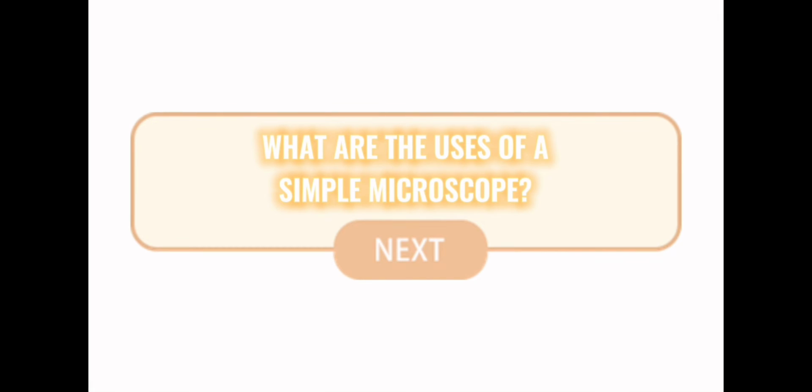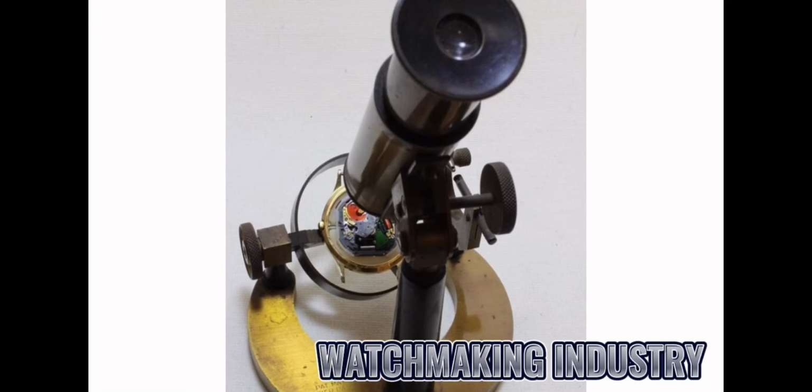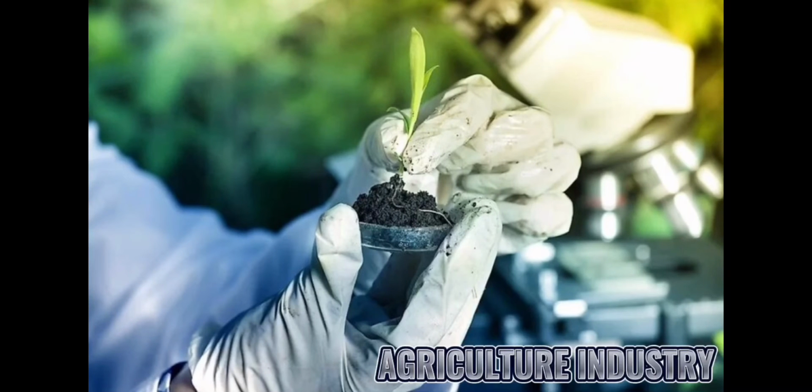What are the uses of a simple microscope? A simple microscope is commonly used by watchmakers to magnify a small part of the watch. A simple microscope is also useful in the agricultural sector. It is usually used to magnify particles of various types of soils.